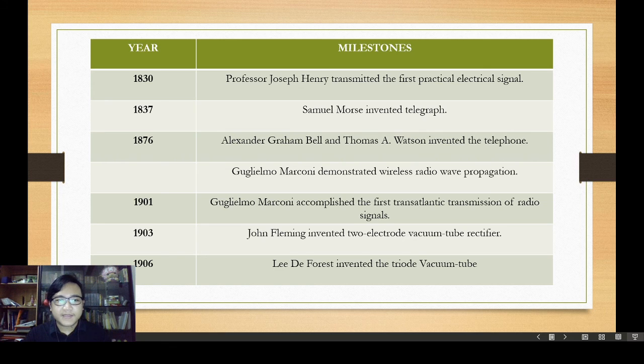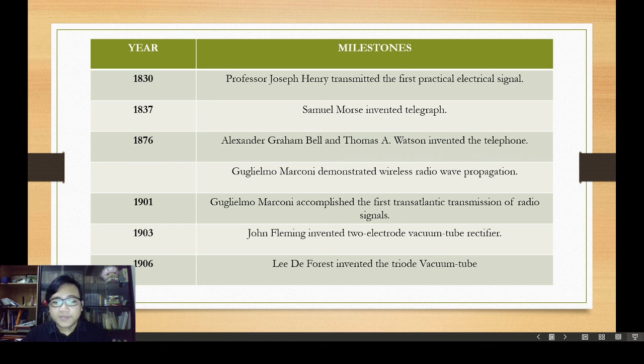The next slide is about the summarization of the milestones. In the year 1830, Professor Joseph Henry transmitted the first practical electrical signal. 1837, Samuel Morse invented the telegraph. 1876, Alexander Graham Bell and Thomas A. Watson invented the telephone. And Guglielmo Marconi demonstrated wireless radio wave propagation. 1901, Guglielmo Marconi accomplished the first transatlantic transmission of radio signals. 1903, John Fleming invented the two-electrode vacuum tube rectifier, which is the diode.